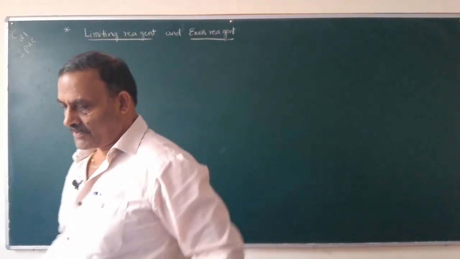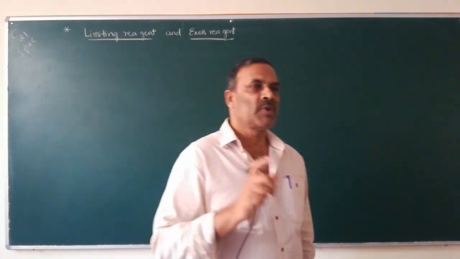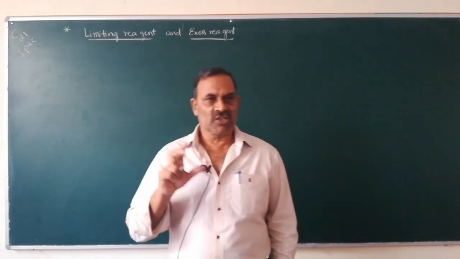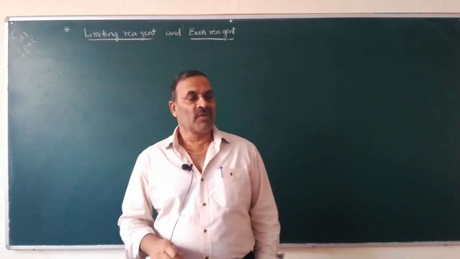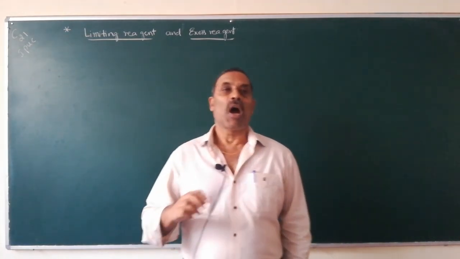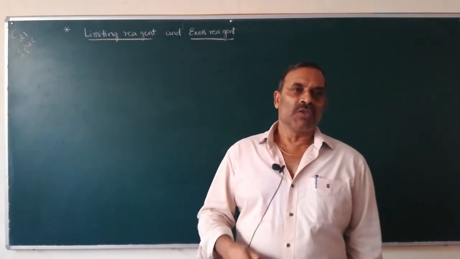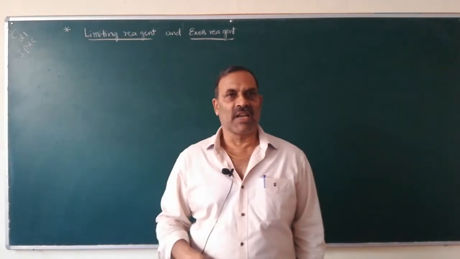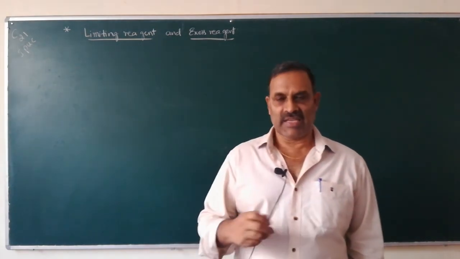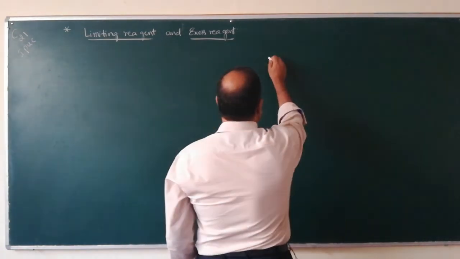So, dear students, in the last class we have studied what is stoichiometry and stoichiometric calculations. In stoichiometric calculations, we calculate the masses or volumes of reactants and products that take part in a chemical reaction. Today we will understand what are limiting reagents and what are excess reagents. I will tell you an example.